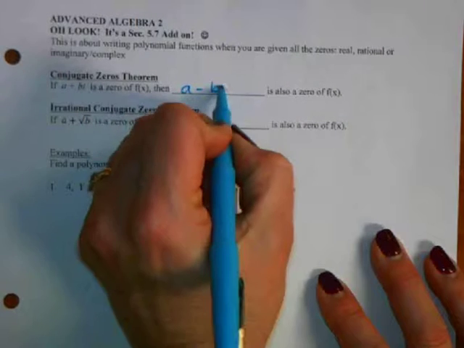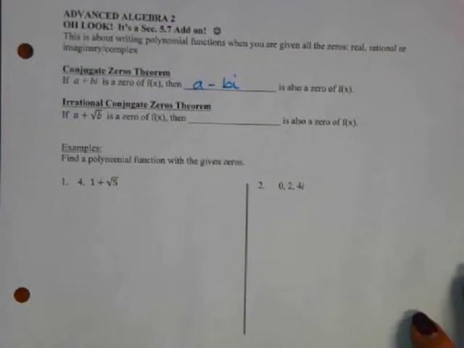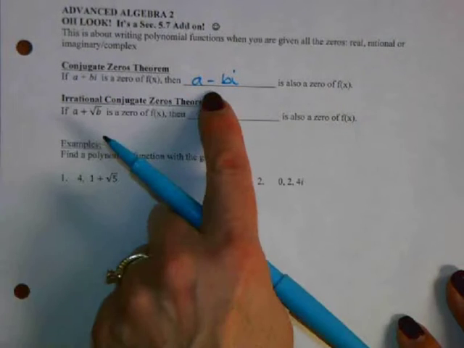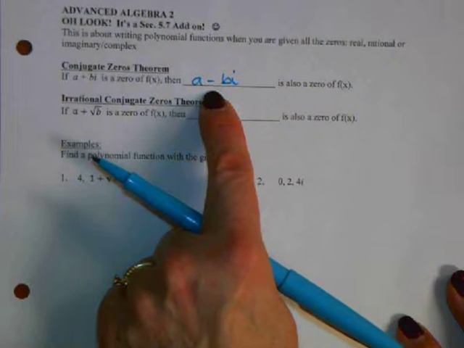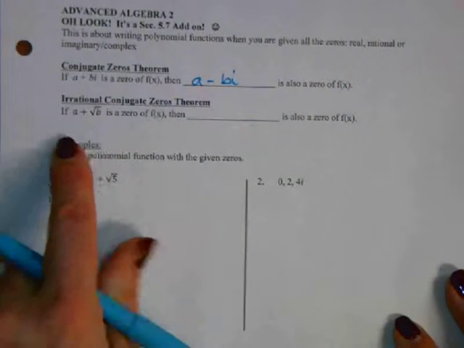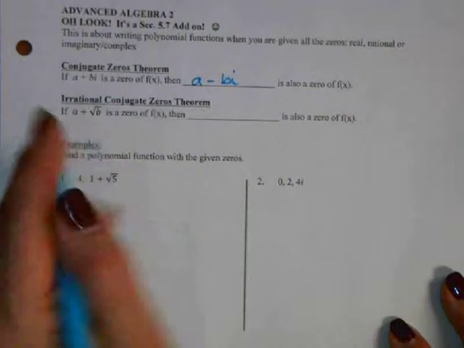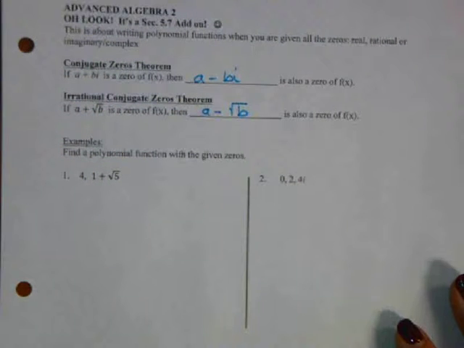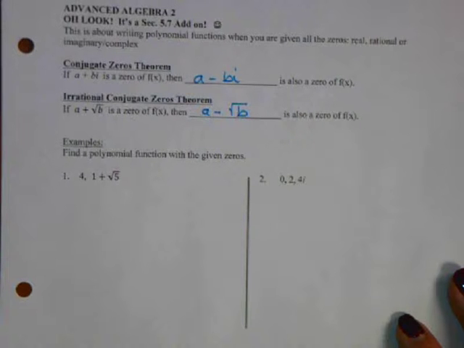Then A minus BI, excuse me, not 1, is also a 0. So if they give you this, you have to realize that that is also a 0, the conjugate of it. If they give you this, you have to realize the conjugate of that is also a 0. Makes your life easier anyway when you're trying to finish the problem.